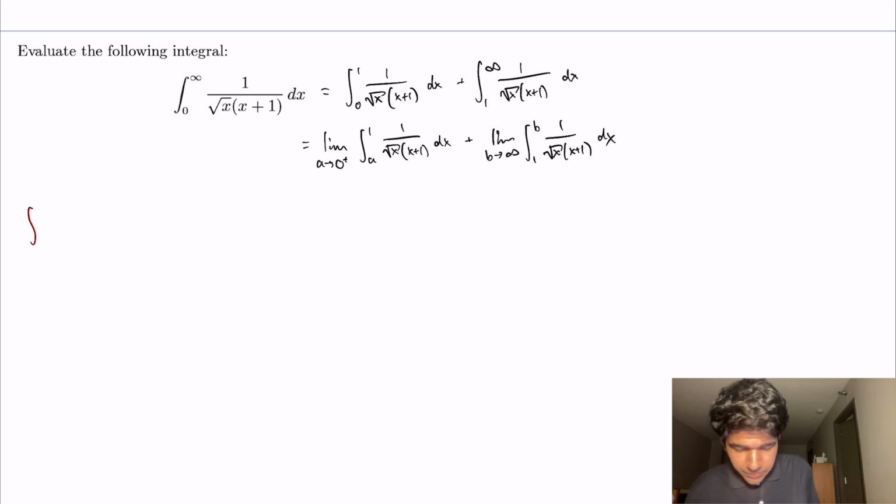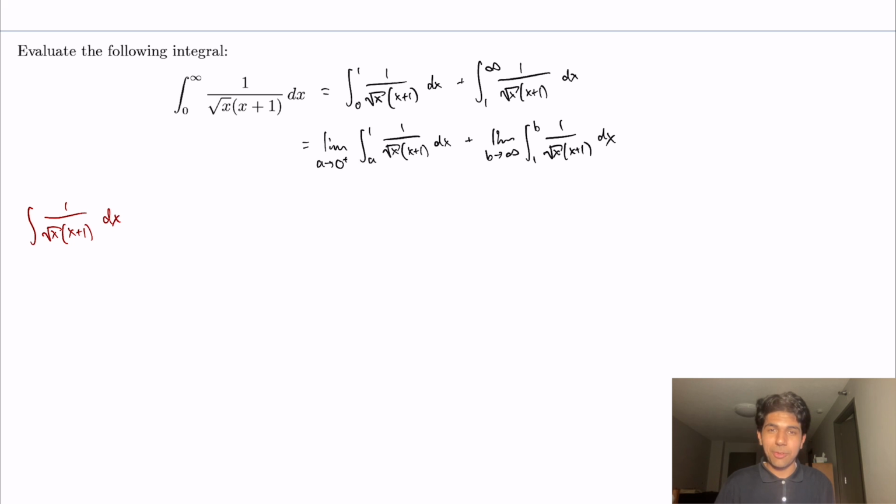So the integral of 1 over the square root of x times x plus 1 dx is what we have to solve. How are we going to do that? So I'll give you a hint. It's not easy. And I highly, highly encourage you to solve this on your own. Pause this video, take the time to solve it on your own, do whatever you can, use any method that you want, and then I'll show you the way that I solved this. So hopefully you've paused and done that.